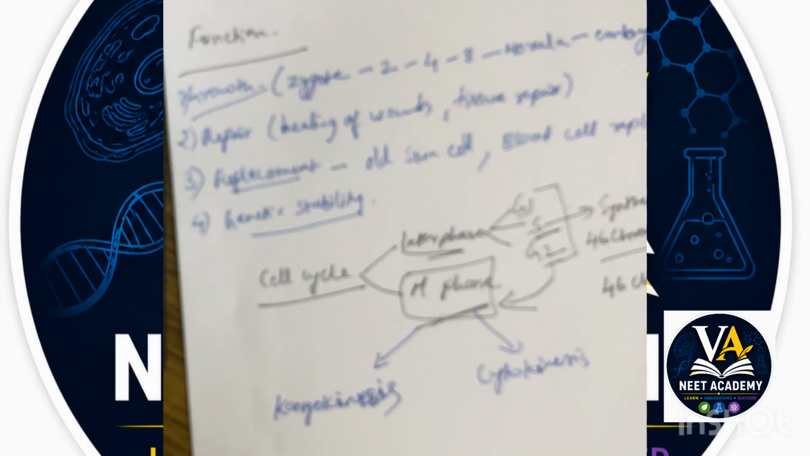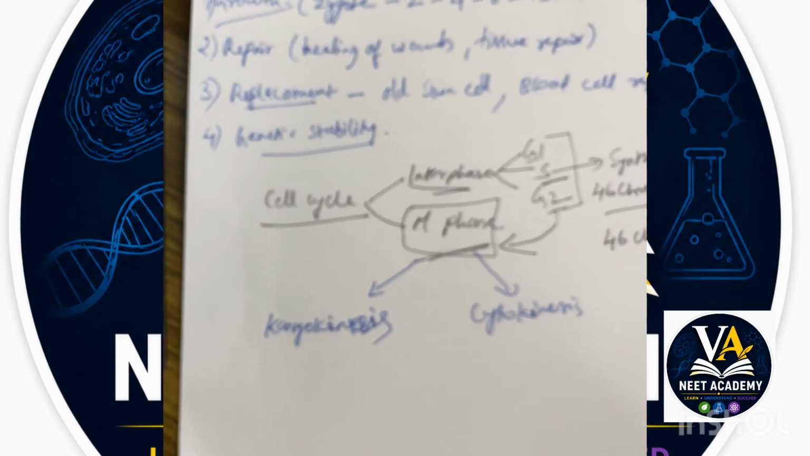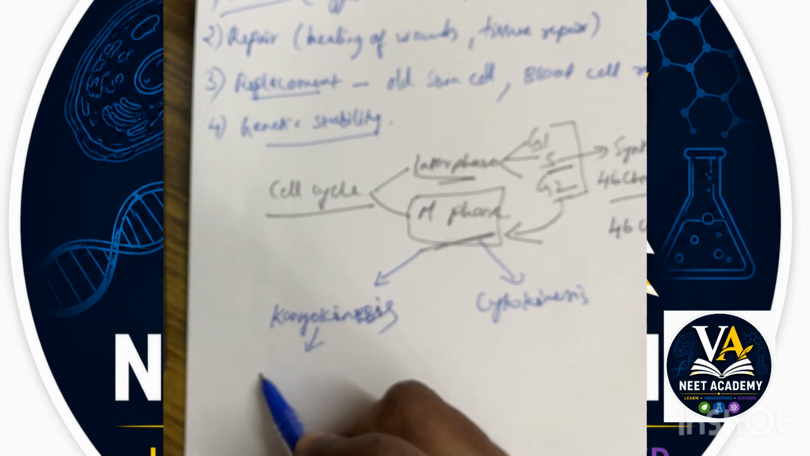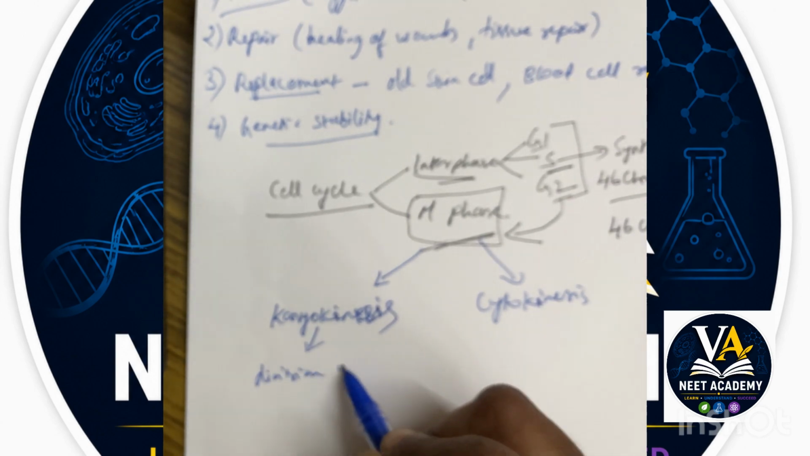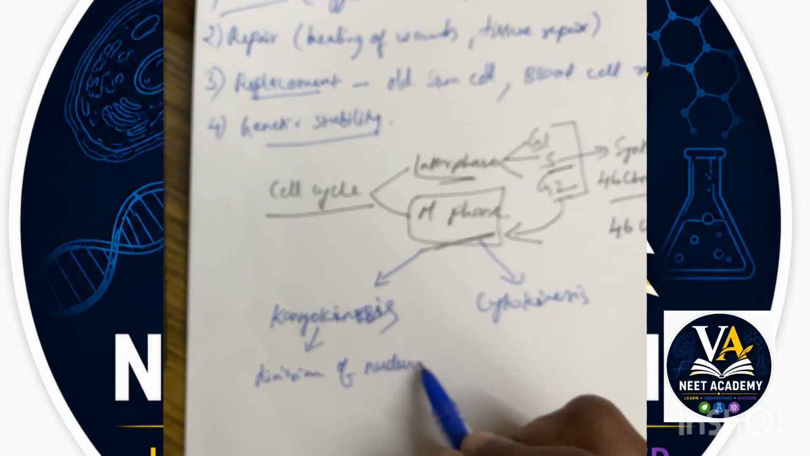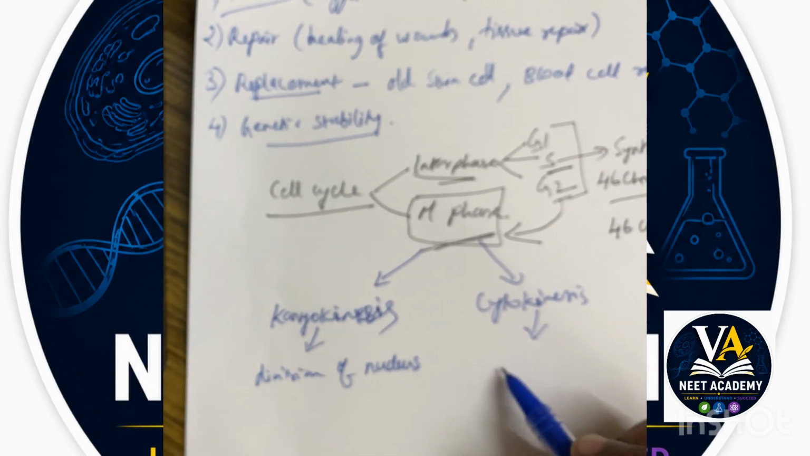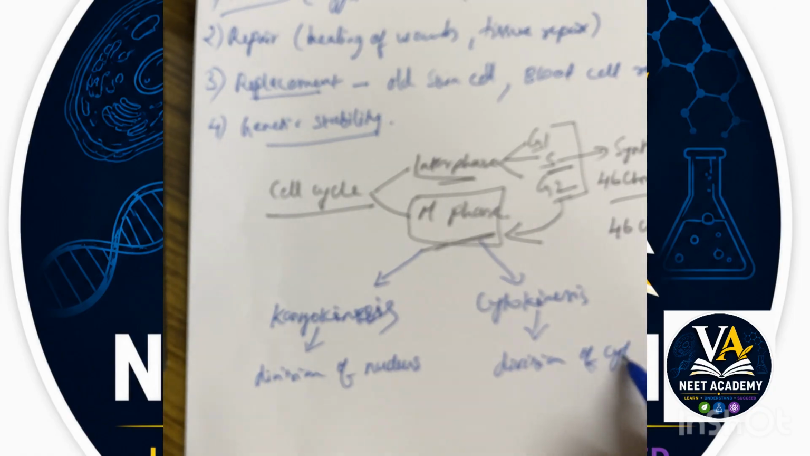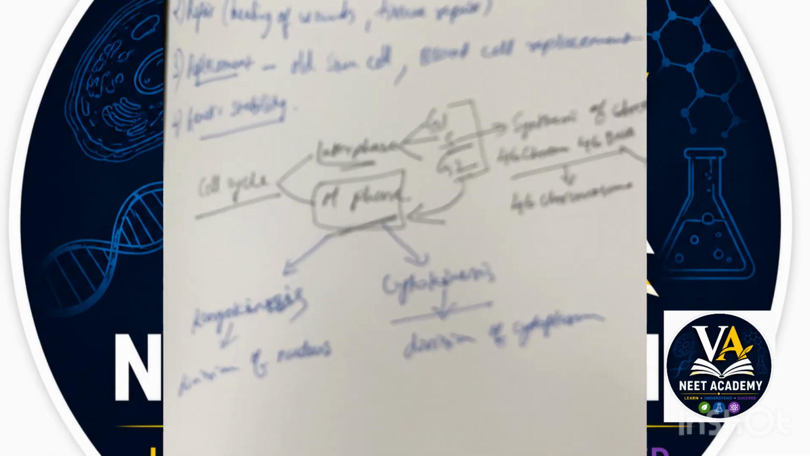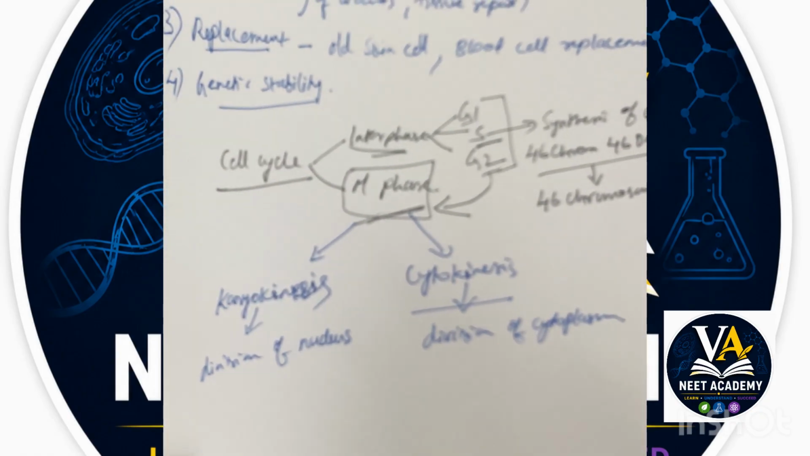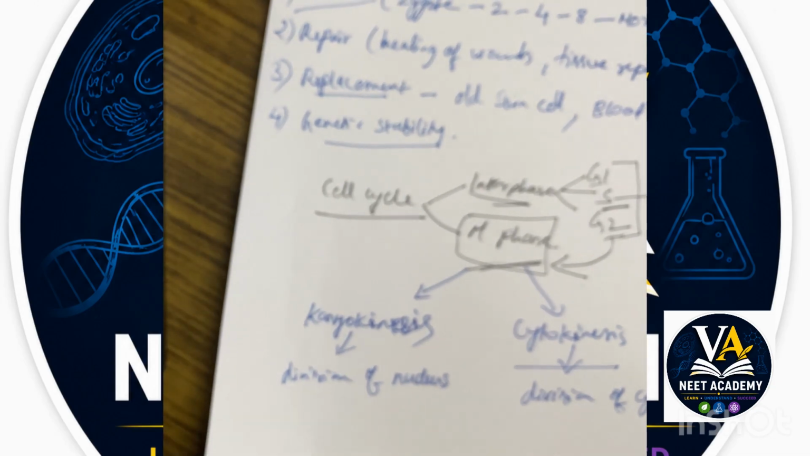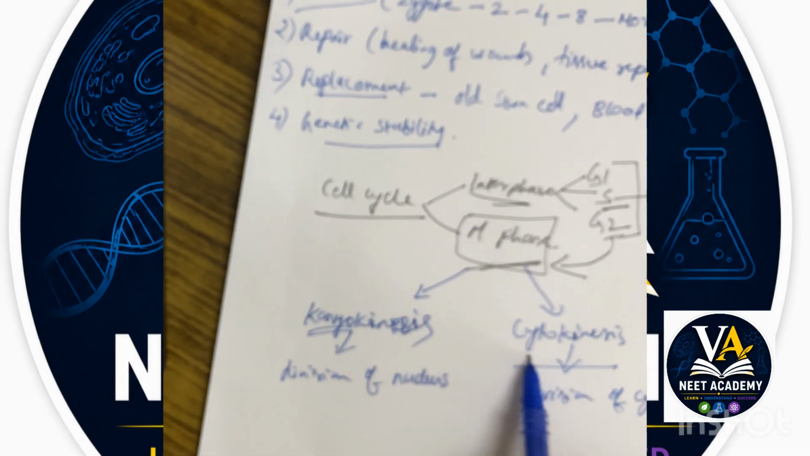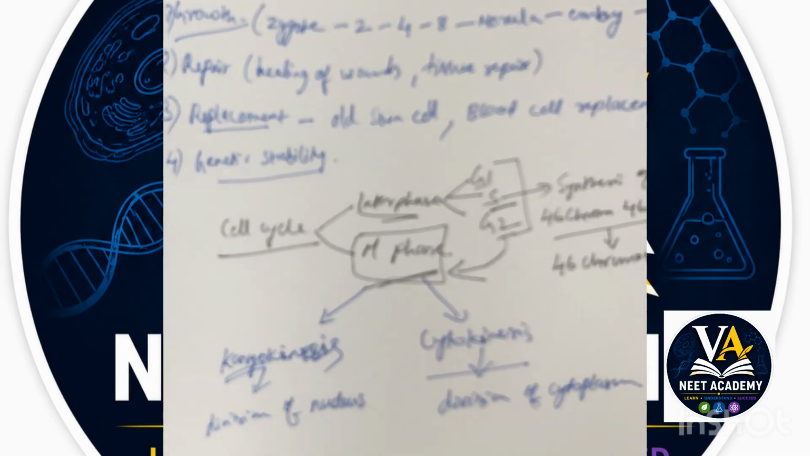Karyokinesis and cytokinesis. What is karyokinesis? Karyokinesis is nothing but division of nucleus. Cytokinesis is division of cytoplasm. So yesterday we have seen this topic also, right? Division of cytoplasm is cytokinesis. Karyokinesis is division of, karyo means nucleus. So division of nucleus. Cyto means cytoplasm. Division of cytoplasm.